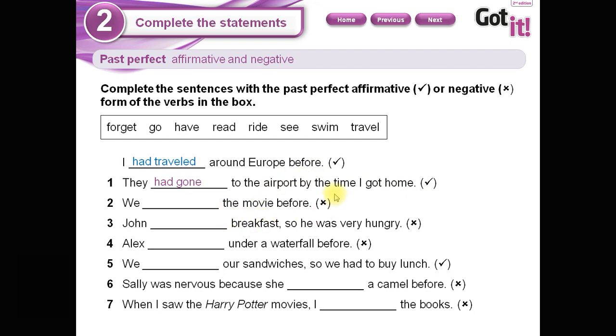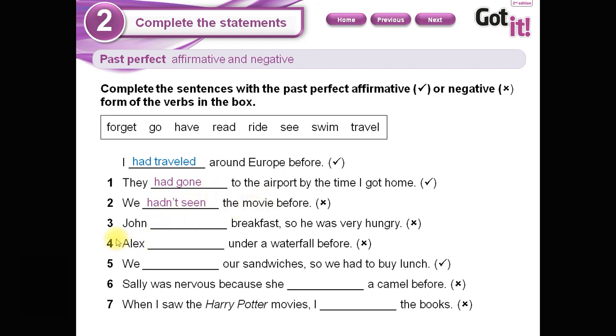The next one is a negative sentence, okay? And it says, we blank the movie before. Which one here goes with movie? The action we need is this one, okay? But we need it in participle. El participio es sin, con N final. We hadn't seen the movie before. Nosotros no habíamos visto la película antes.